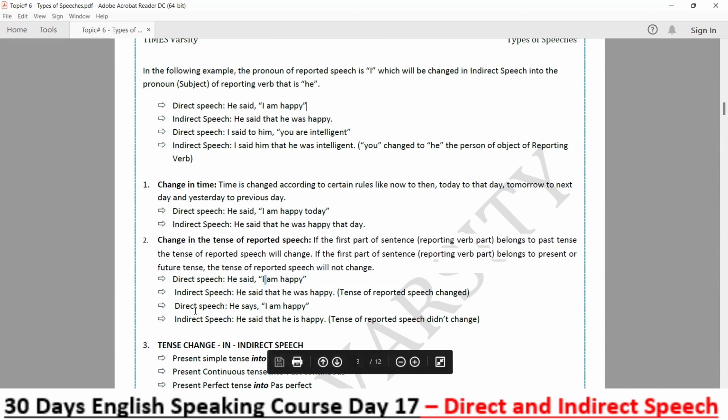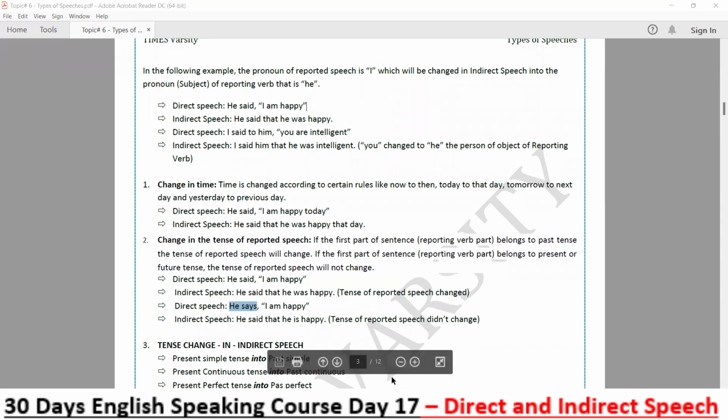Okay. Another direct speech. He says, "I am happy." Can you see here? In the first sentence it was he said. It was in past. What about now? He says. Which tense is it? Present simple tense.